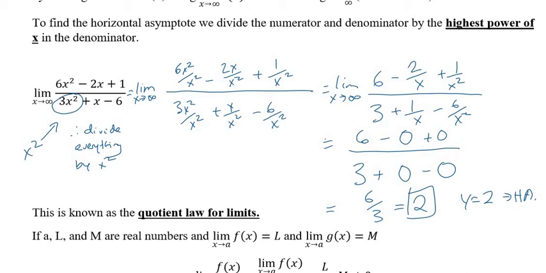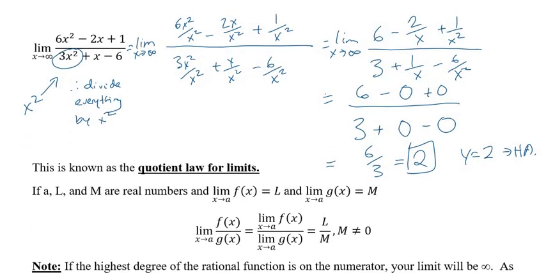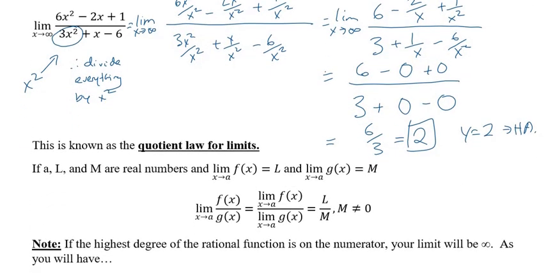So this is called the quotient law for limits. If a, L, and M are real numbers, and the limit as x approaches a of f of x is equal to L, and the limit as x approaches a of g of x is equal to M, then the limit as x approaches a of f of x over g of x is equal to the limit as x approaches a of f of x over the limit as x approaches a of g of x. It's equal to L over M, where M cannot equal 0.